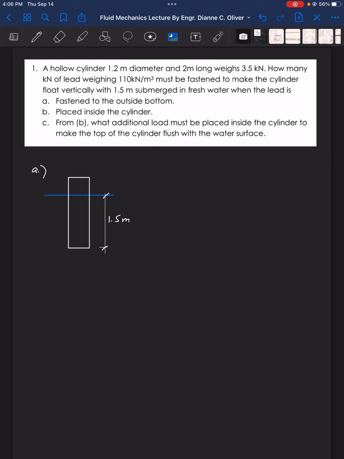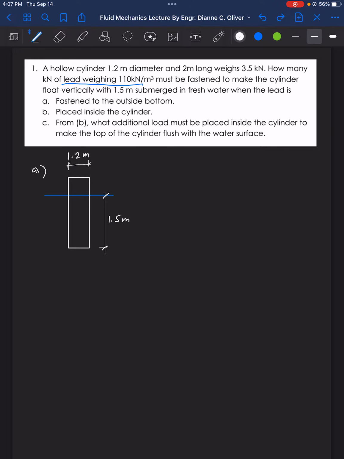Okay, so here is our hollow cylinder with the diameter of 1.2 meter. So it says there for the letter A, it's asking how many kilonewtons of lead, given the weight for the lead of 110 kilonewton per cubic meter, so that this cylinder will float vertically with 1.5 meter submerged in fresh water. So we will answer this based on our formula for buoyancy.